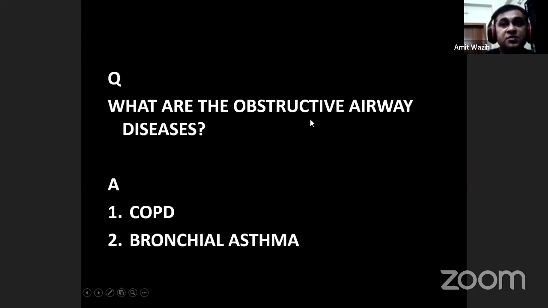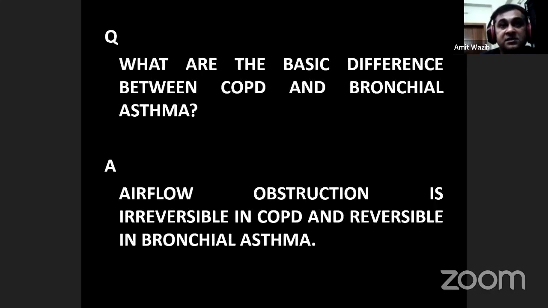COPD is one of the two types of obstructive airway diseases. You will be asked, after you diagnose it as COPD, what the obstructive airway diseases are. So there are two obstructive airway diseases, COPD and bronchial asthma. Then you will be asked, what is the basic difference between COPD and bronchial asthma? As both are obstructive airway disease, what is the basic difference?